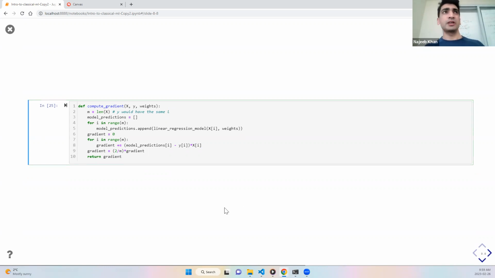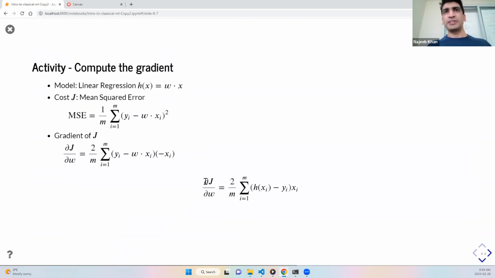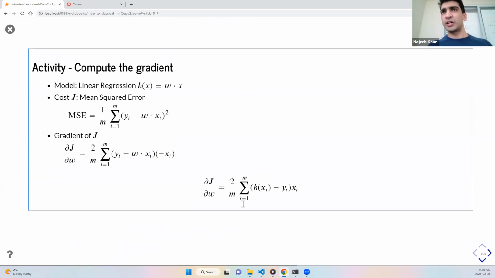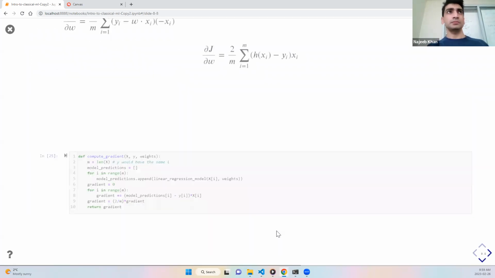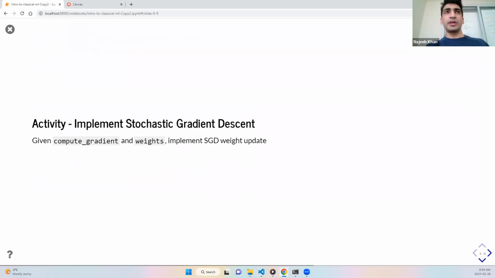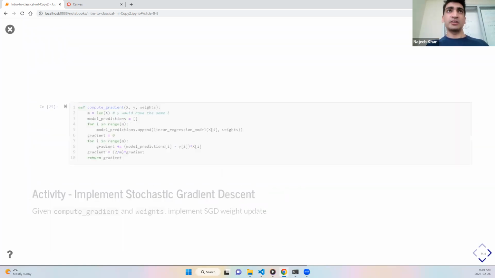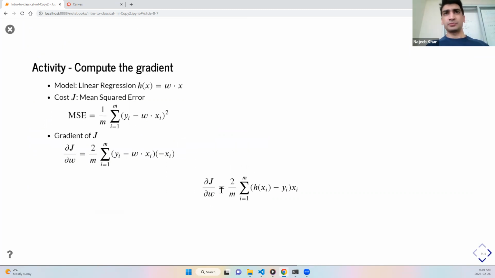So hopefully I haven't made any mistakes. Yeah, seems like it. Okay, so hopefully everyone is following along to some extent as to what is happening here. We basically just implemented this formula where h of x is the linear regression model with weights W. Okay, so now we have the formula for the gradient.